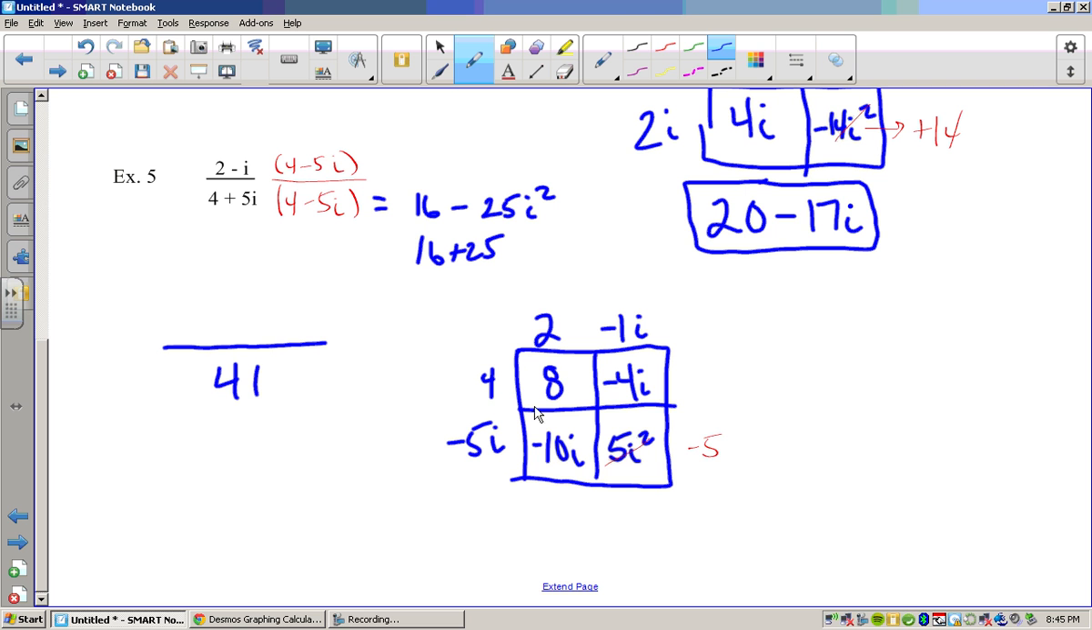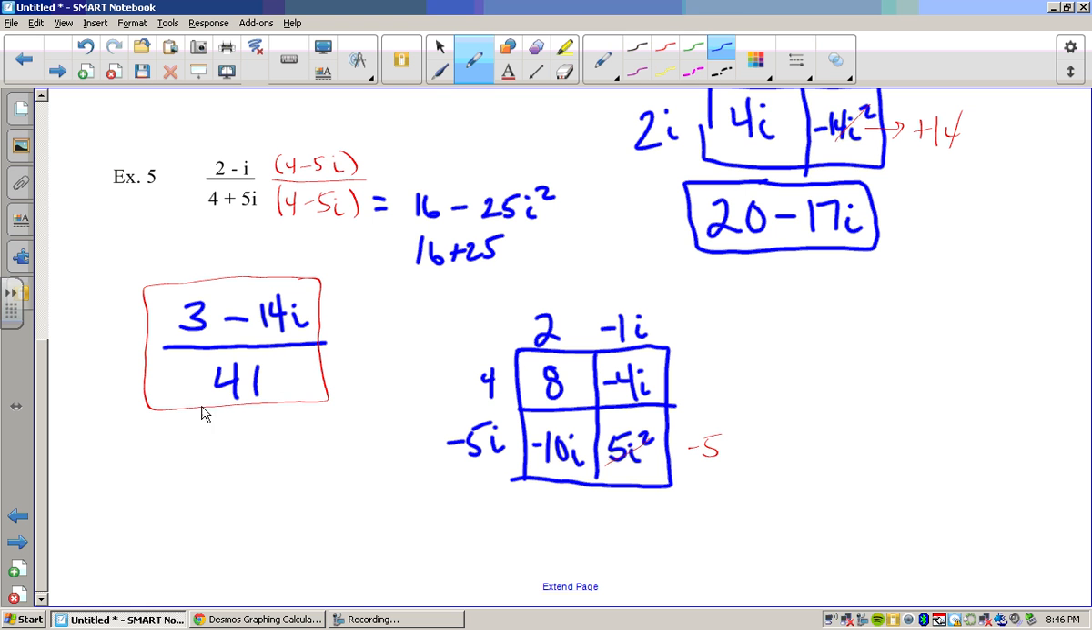Okay? So combine your like terms. I have 8 and negative 5. That gives me a 3 here. Negative 10i and negative 4i. Well, that's a negative 14i. And those are our pieces. Now you look here, 3 and 41 have nothing in common. 14 and 41 have nothing in common. So that is your final answer as you go through and have that.